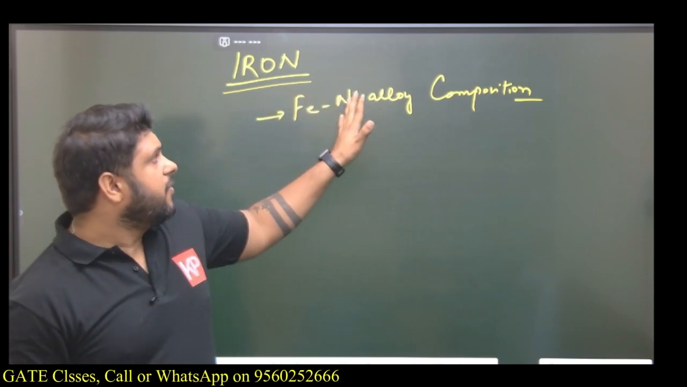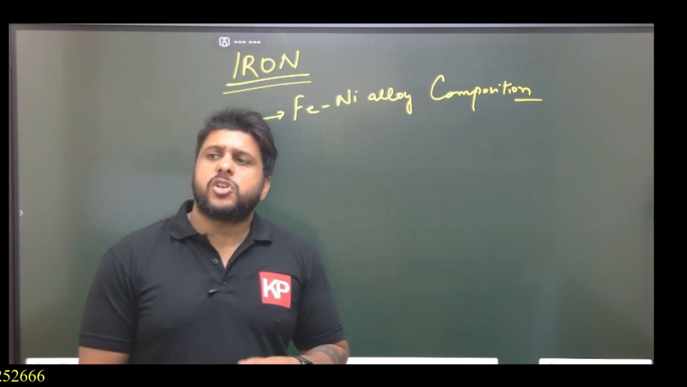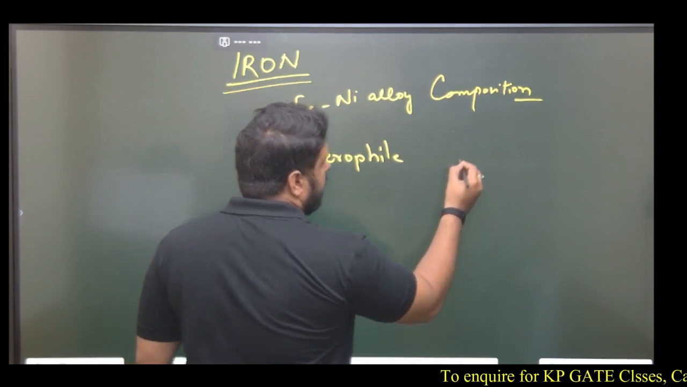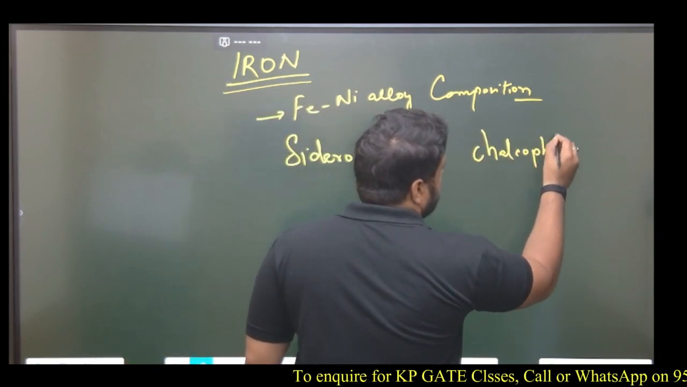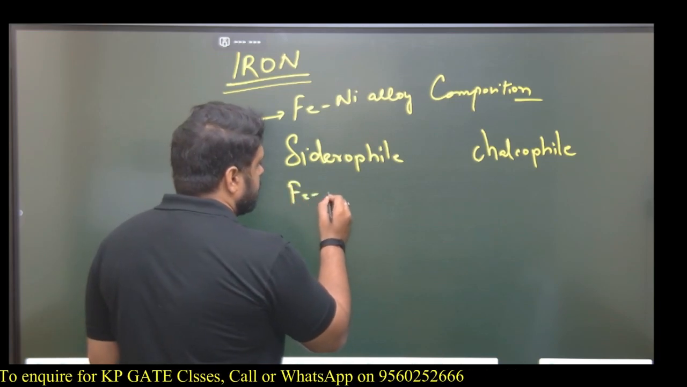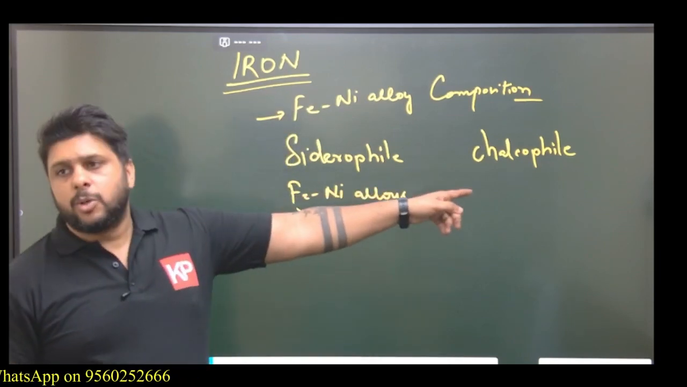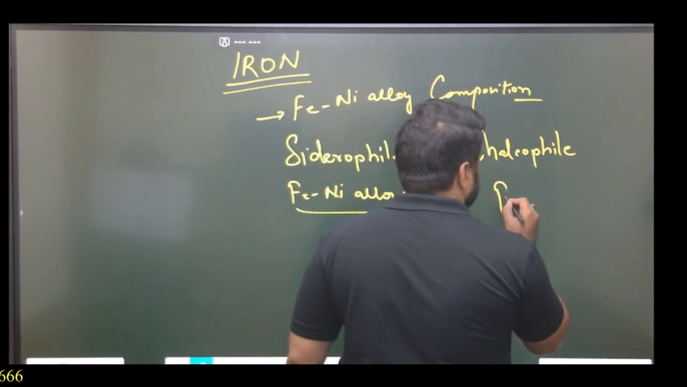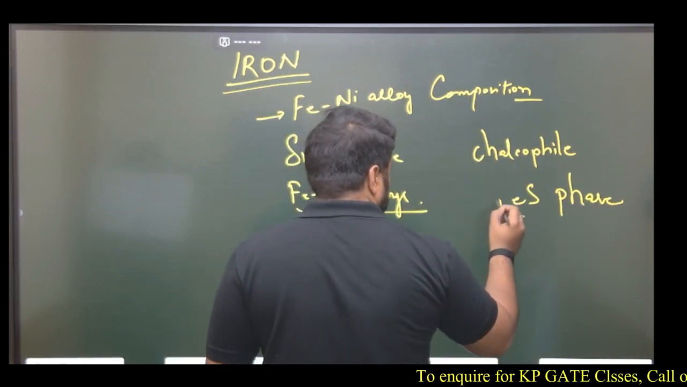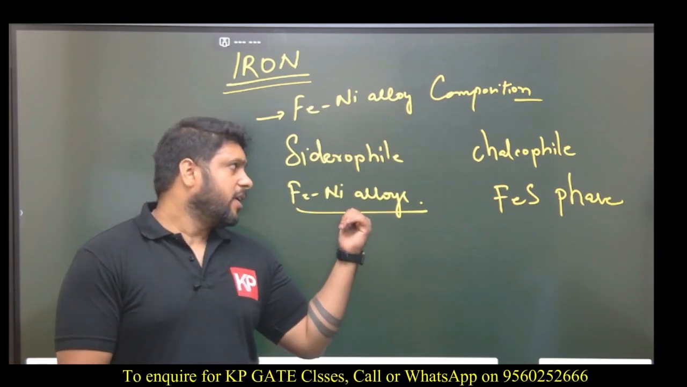Now, when we find iron meteorites, they have two types of iron. They represent siderophile as well as chalcophile character. In the case of siderophile character, it will have iron-nickel alloys. But when we talk about chalcophile, it will have an iron sulfide phase. Okay guys, now the important one for us is iron-nickel alloys.